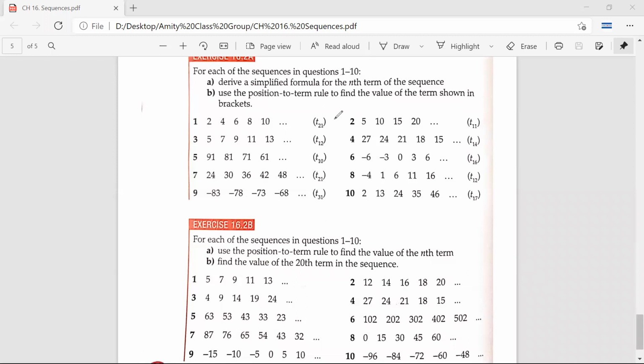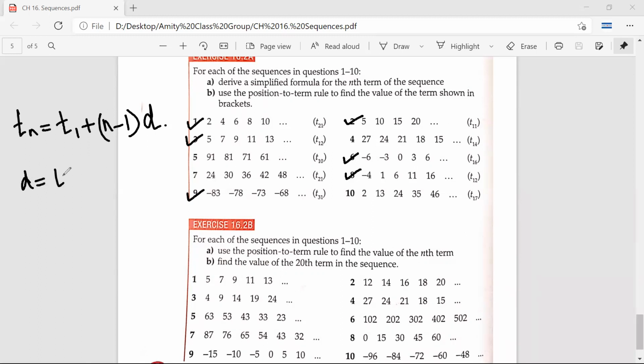We'll do a few practice questions so that you are able to do this. So I'll write down the formula again. Tn is equal to T1 plus n minus 1 into D. This is the formula. And you need to do question number 1, 3, 9, 6, 8, and 2. You can start now. Just remember that D is T2 minus T1 or it is T3 minus T2. Just remember this simple fact and you can start the questions.